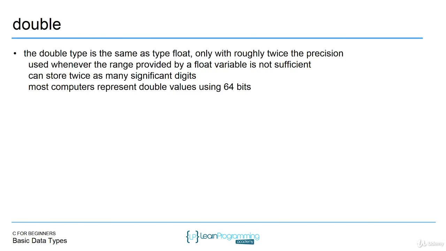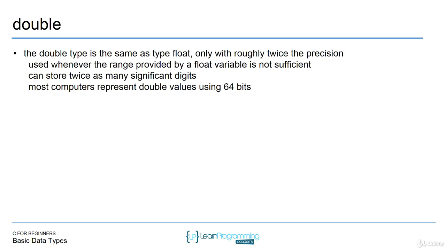A double, very, very similar to the float. It stores decimal numbers, decimal places. The only difference is it's larger. So you can store larger numbers. And again, that would mean that it collects more data in memory. So you want to use a double whenever the float is not sufficient.